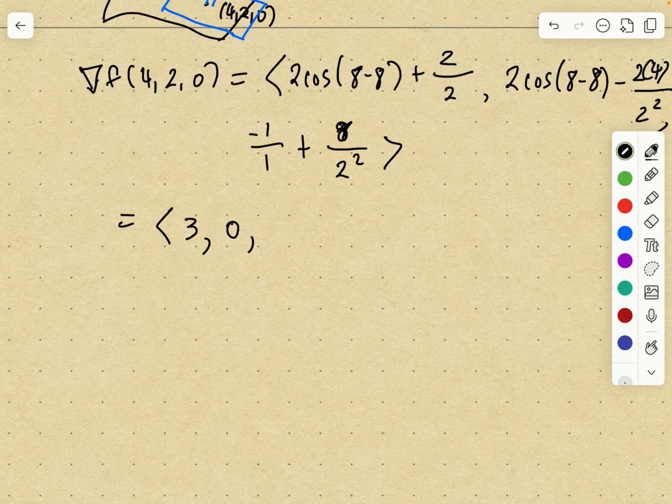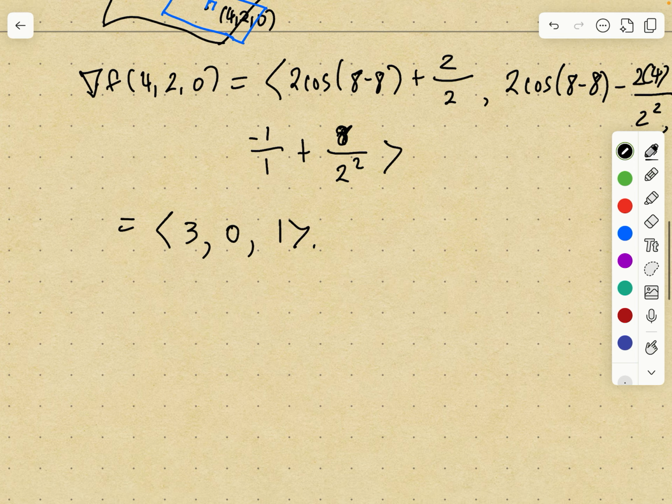And then finally, I get negative 1 plus 8 over 4. Well, 8 over 4 is 2, so negative 1 plus 2 is 1. So my normal vector to the plane is 3, 0, 1. And now I know that the point is 4, 2, 0.